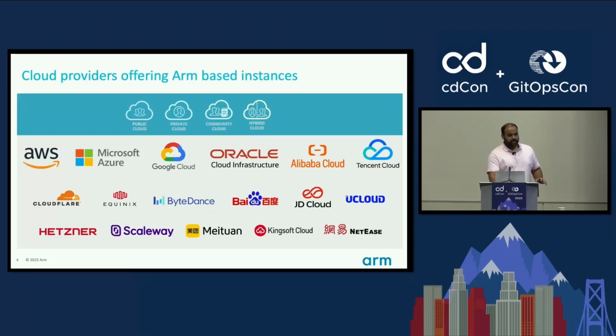These are just the cloud providers that are offering ARM-based instances. These include public clouds like AWS, Azure, GCP, Oracle, and then there are private clouds, community clouds, and hybrid clouds. This is just a snapshot of what these clouds offer and what kind of instances you can expect. And we'll go in the next slide into details on at least a couple of these clouds, on what the current state is and how you can start with those.